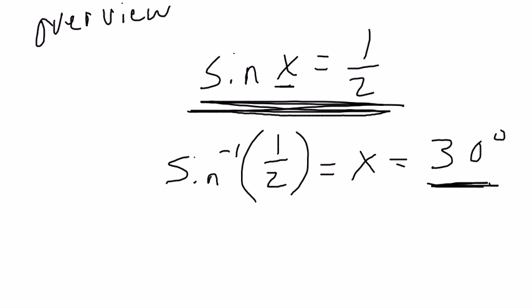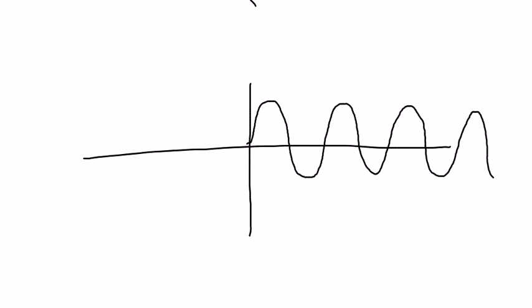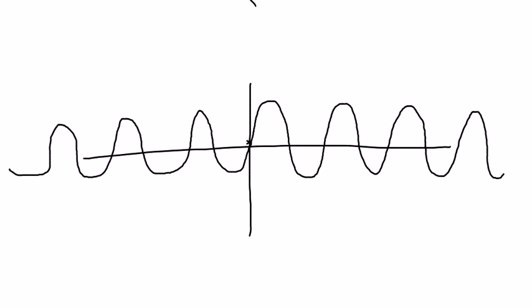What do I mean by that? Well, if I graph out sine, sine goes up, goes down, goes up, goes down, for infinity, right? Same thing in the negative direction, up, down, up, down, infinity. And I know the distance between here and here, this distance right here, is 360 degrees.